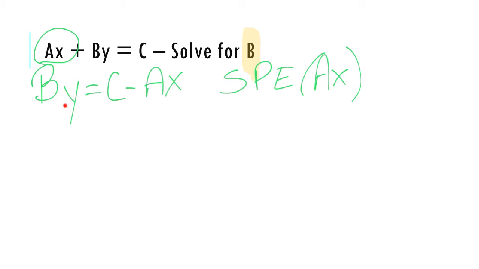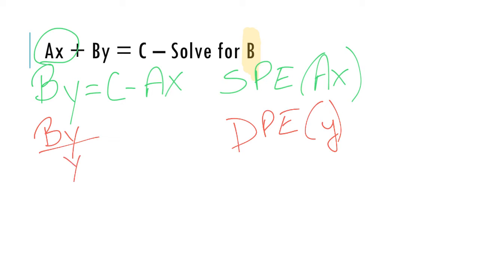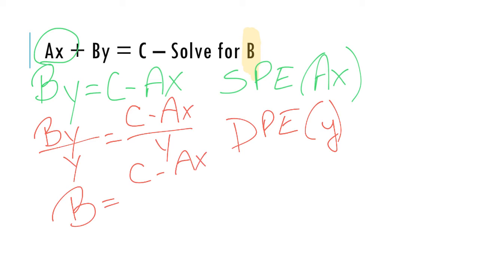The next thing I want to do, I want to get rid of the y. So because they are multiplying, I'm going to divide both sides by y. So that gives me by divided by y equals c minus ax divided by y. That ends up with me having b equals c minus ax divided by y. So here is the exact same formula, this time solved for b.